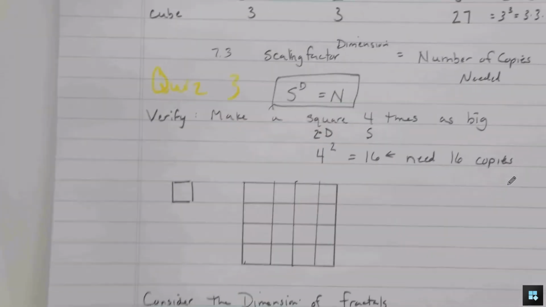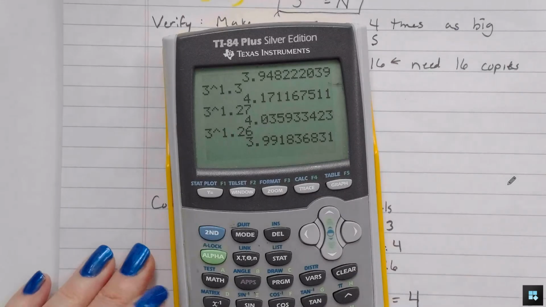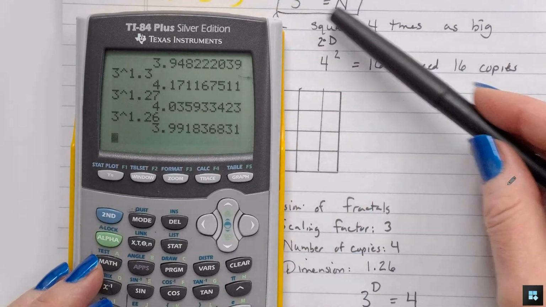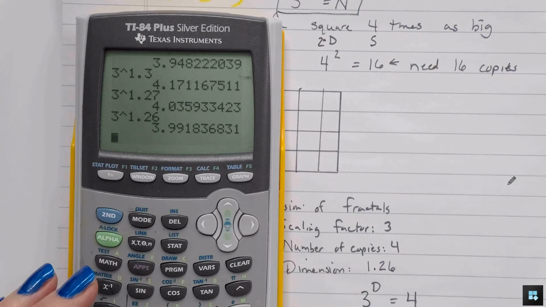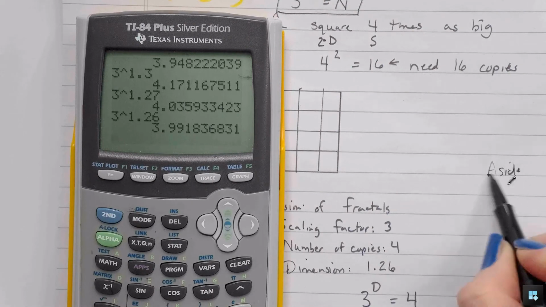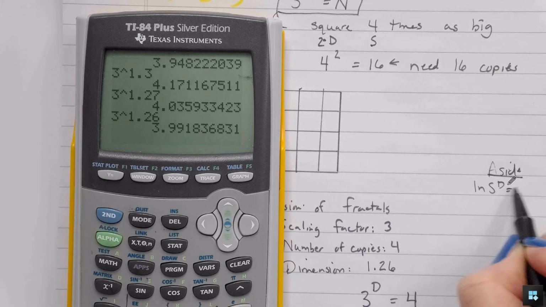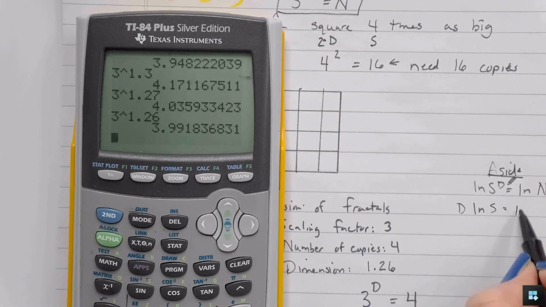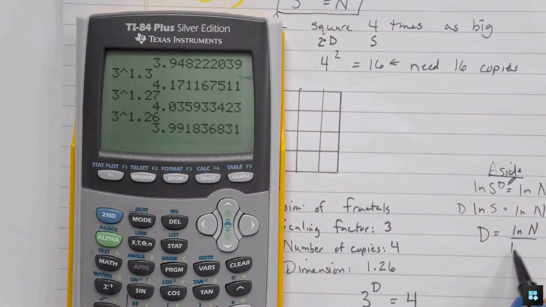There is a formula to do this exactly if you have the natural log button on your calculator. You don't have to know how to do this, but to find the formula, you'd use some logarithms from pre-calculus class. So the dimension can be found with the formula the natural log of n divided by the natural log of s. So if you have those natural log buttons on your calculator, you can use this formula instead. And then you don't have to sit and do the guess and check.